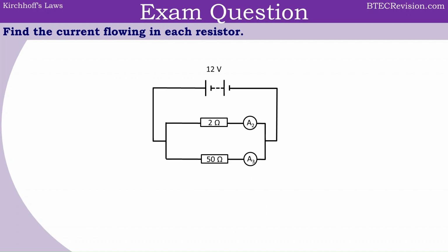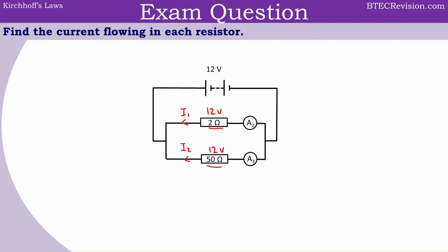Now pause the video here and attempt this exam question. Find the current flowing in each resistor. What we'll do for this question, since we need current, let's call it I1 here, and the second current I2. We have the resistances, but all we need is the voltages. And if we remember, the voltages are the same in parallel. So since this is a parallel connection, we can say we have 12 volts here and 12 volts here.